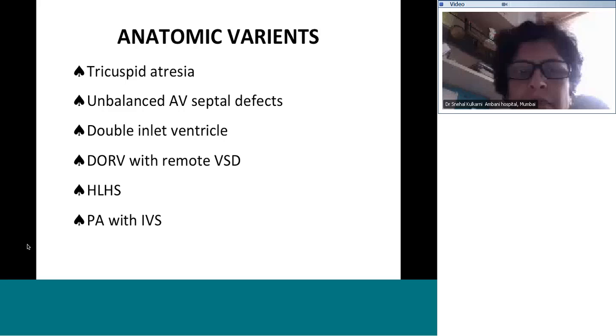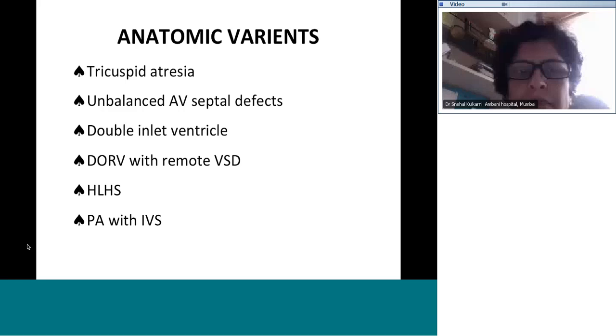Now, the anatomic variants. As I said, tricuspid atresia is the commonest, where you don't have an LV inflow. Then you have unbalanced AV septal defects with one ventricle which is hypoplastic. You have a single AV valve and the valve attachments are such that one of the ventricles is hypoplastic, and therefore you may not have two good-sized, adequate ventricles.